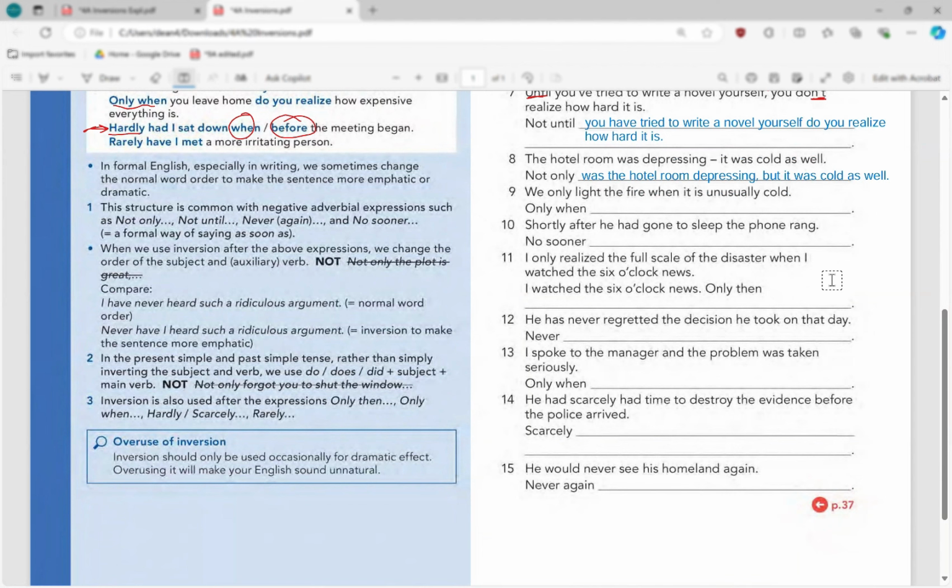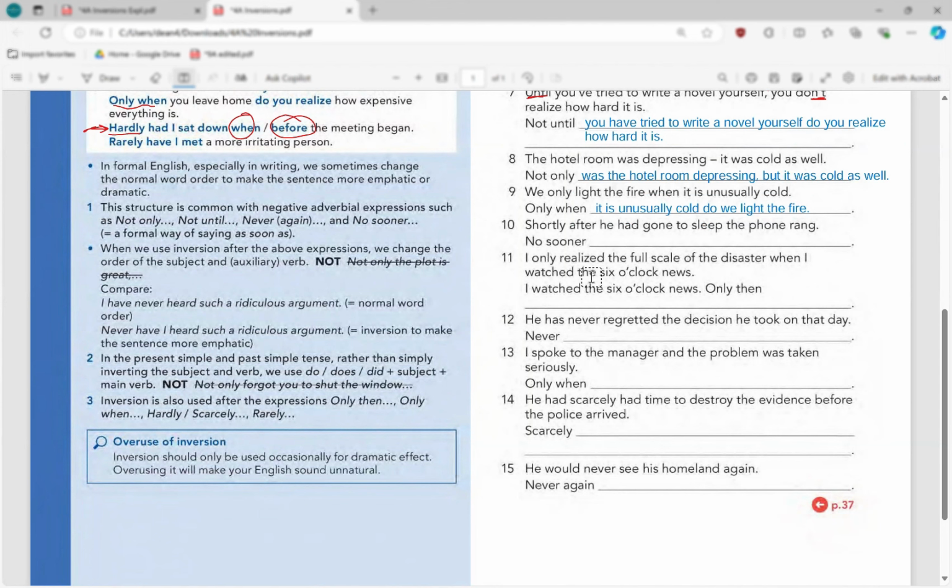Number 9: we only light the fire when it is unusually cold. So only when it is unusually cold, we light the fire, present simple. If I want to invert the present simple, I must get help from an auxiliary, which is do or does. For we we use do. So only when it is unusually cold do we light the fire.